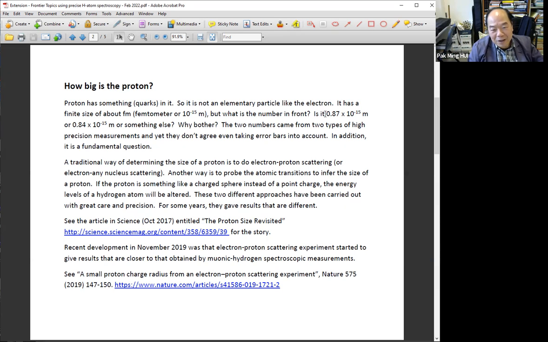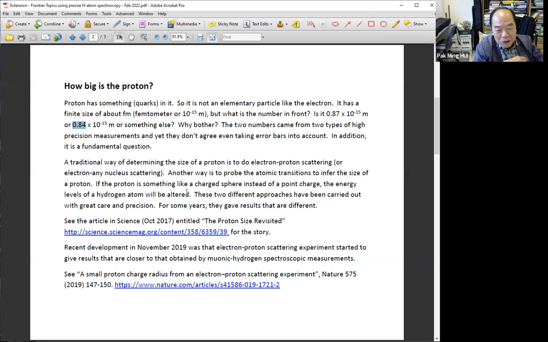It so happens that several groups are giving numbers that are slightly different. One group says it is 0.87 fermi, or femtometer. Another group said it is something like that. Well, not off by much, but with all the error bars included, they don't overlap. So that is an interesting problem.